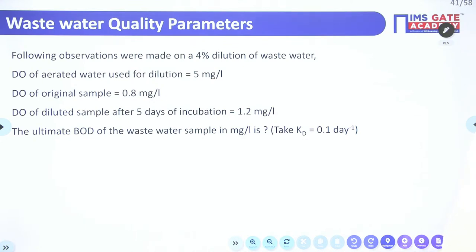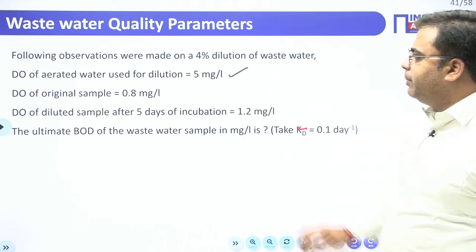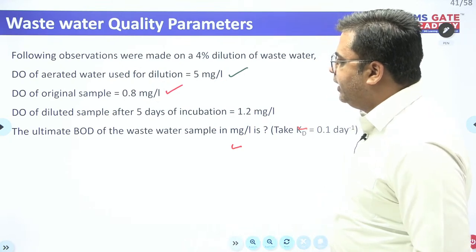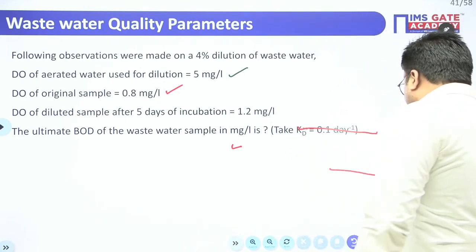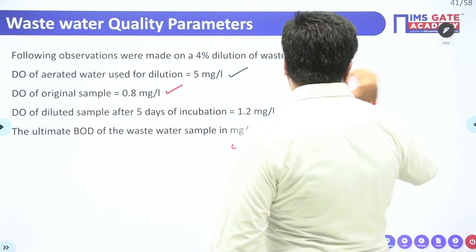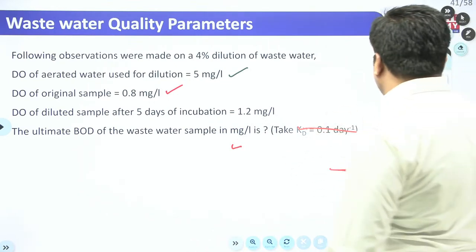The following observations were made on a 4% dilution of wastewater. DO of aerated water used for dilution is 5 mg per liter. DO of original sample is 0.8 mg per liter. Now here, you are given the dissolved oxygen of the sewage and the aerated water, right?